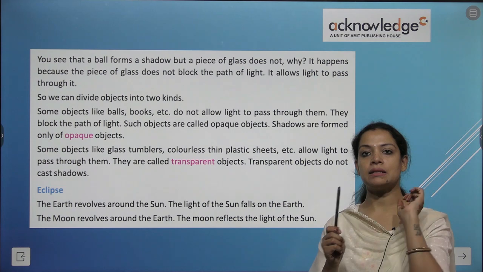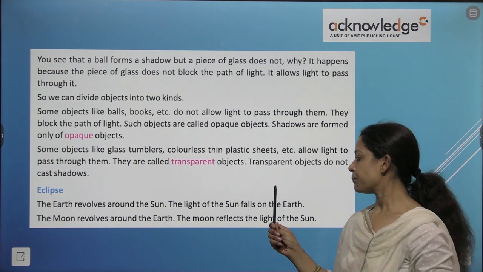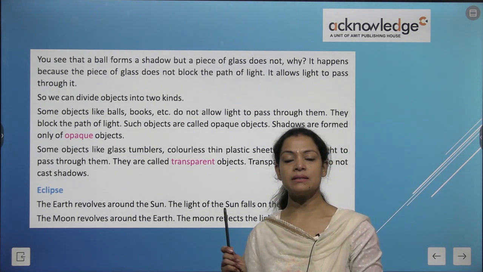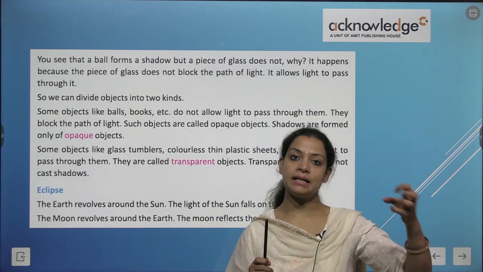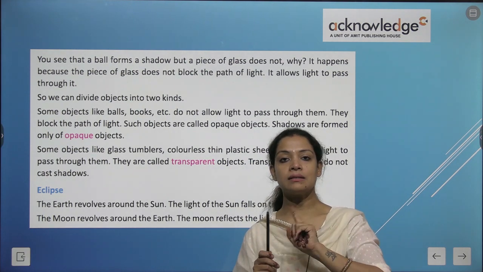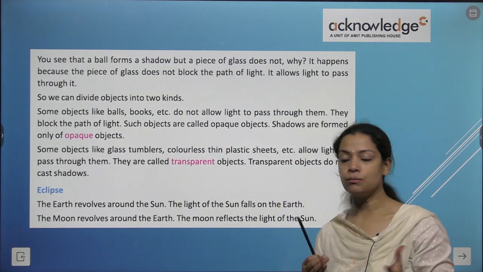Now this is sun, this is earth. Now this is moon which is revolving around the earth. So the moon reflects the light of the sun. So what happens? Moon sun का light लेके ही bright होता है. Moon का खुद का कोई light नहीं है. So when the sunlight falls on moon, we can see that bright moonlight.